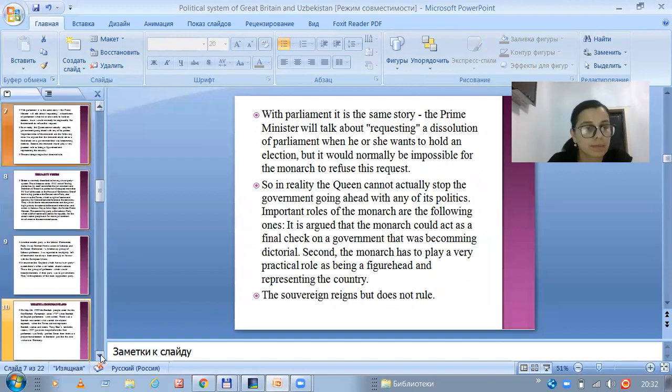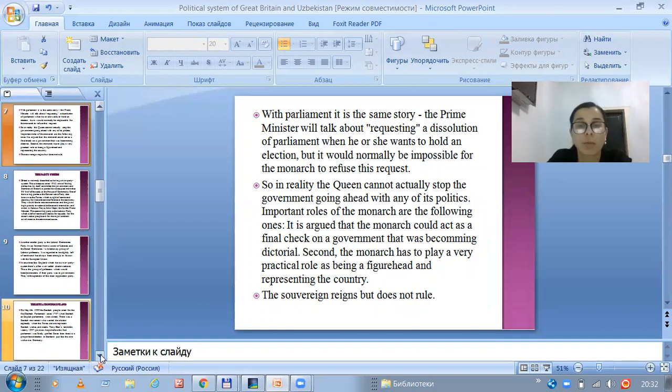With Parliament, it's the same story. The Prime Minister will talk about requesting a dissolution of Parliament when he or she wants to hold an election, but it would normally be impossible for the monarch to refuse this request. So, in reality, the Queen cannot actually stop the government going ahead with any of its policies.